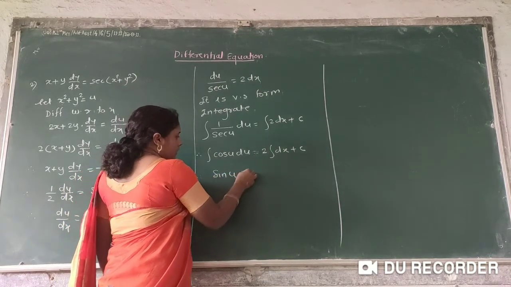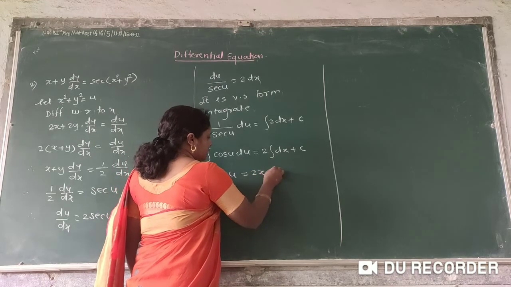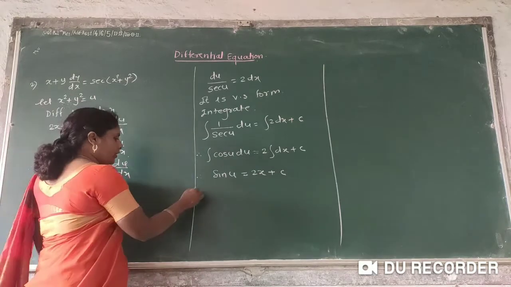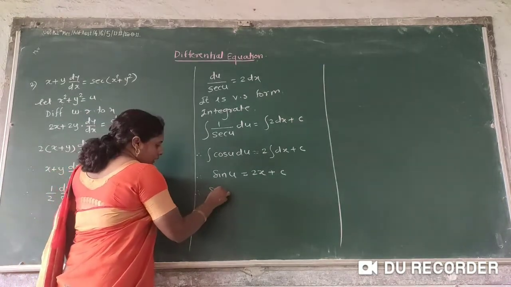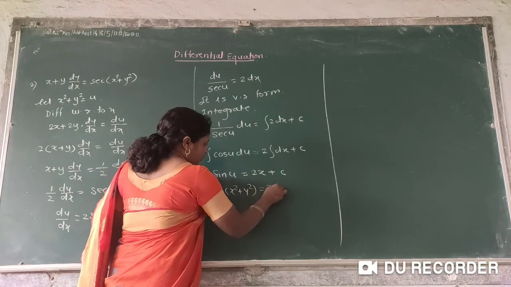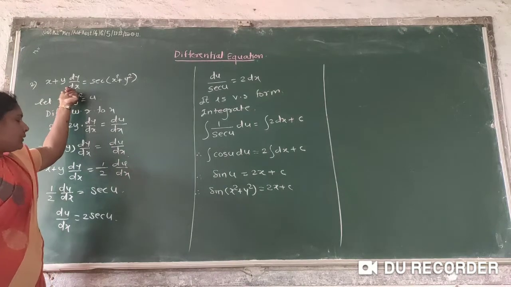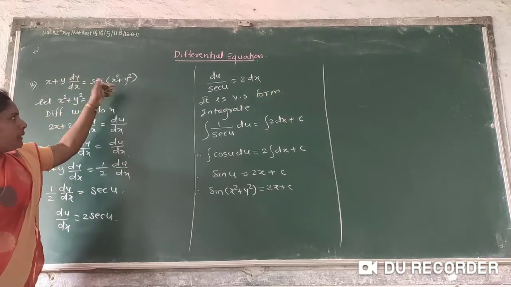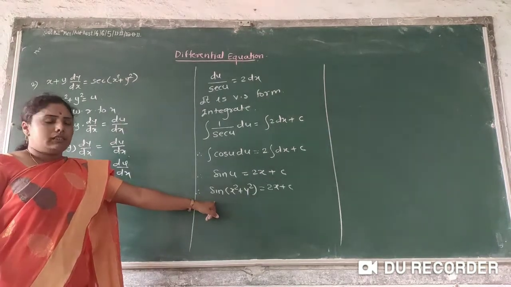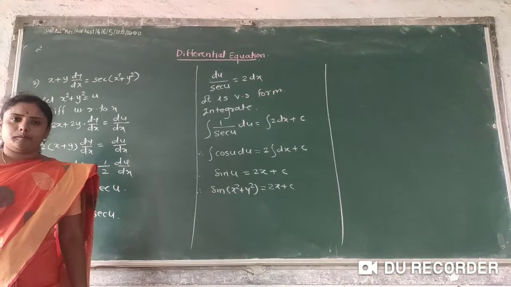sin u is equal to 2 into integration of 1 is x, that is 2x plus c. Substitute the value of u. What is the value of u? x square plus y square is equal to 2x plus c. Therefore, the solution of the differential equation x plus y dy by dx is equal to sec x square plus y square is sin x square plus y square equal to 2x plus c.